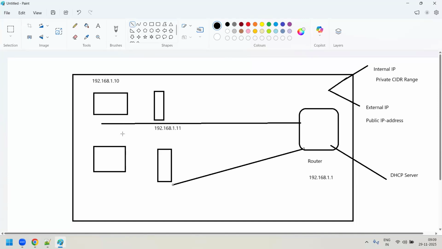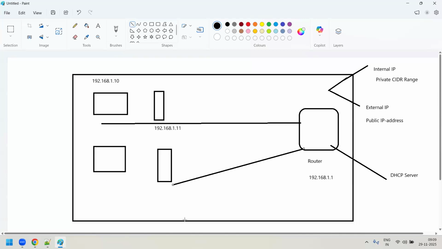So hence, in your home network, you would have connected multiple different devices, and each and every device will get a unique IP address, which will fall under the same CIDR range, like 192.168.1.something. So this one gets 192.168.1.11, this will get 192.168.1.12, and this will get 192.168.1.13. Like that it will get it.